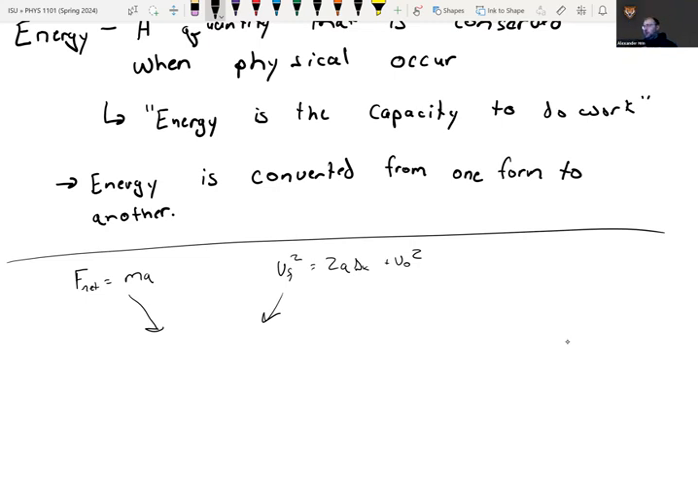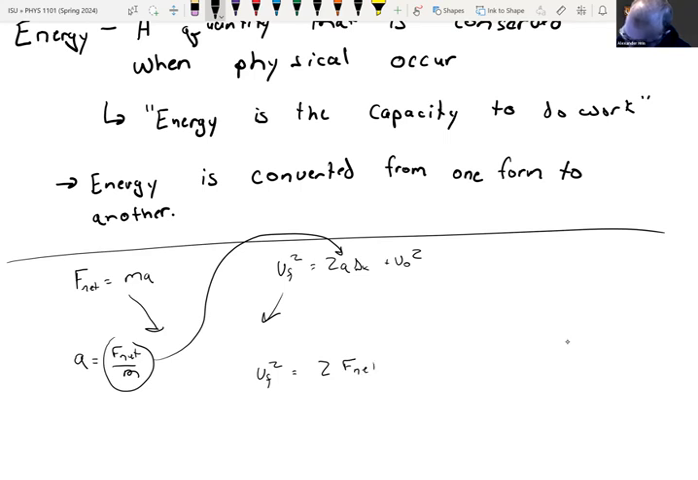Now, in this context, we're actually going to eliminate the acceleration. So I can solve for acceleration. Acceleration is equal to F net over m. And then I'm going to throw this into here. When you do that, you get v final squared equals 2 F net over m delta x plus v initial squared.